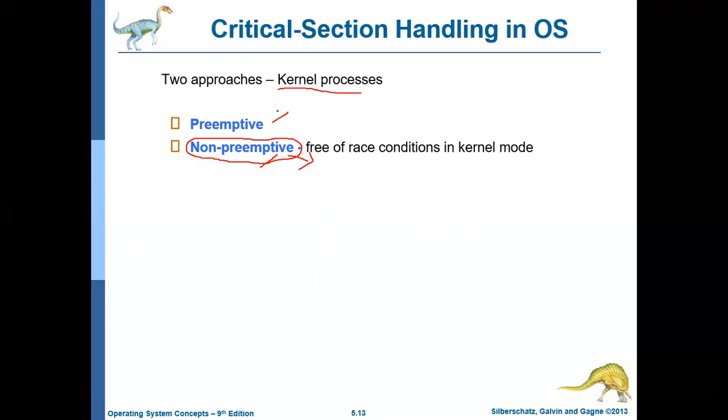Now the problem of race condition can occur with preemptive processes. The problem of race condition, that is the data inconsistency problem, can occur with preemptive processes. Non-preemptive processes are free from race conditions, but typically most of the processes are preemptive processes, because you cannot allow the processor to run a process indefinitely for a long period of time, that may lead to other issues. So in a kernel, most of the processes will be preemptive processes, not non-preemptive processes.